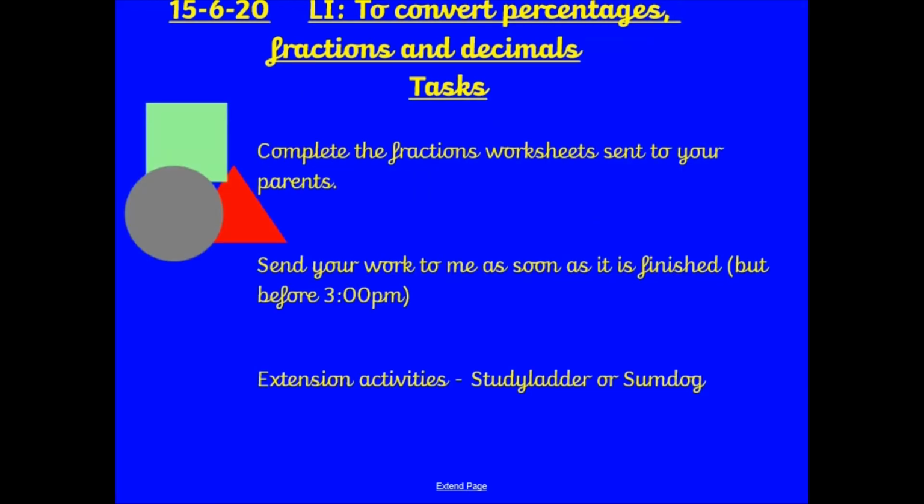Now then, you will need to complete your worksheets that have been sent to your parents. You need to send your work to me as soon as it's finished, preferably before 10:30, but definitely before 3 o'clock. So make sure that you've watched this video closely. If you need to go back and watch it again, please do so. We'll be talking more about this in our lessons this morning. But if you need any other help, please send me a message and I will get back to you as quickly as I can.